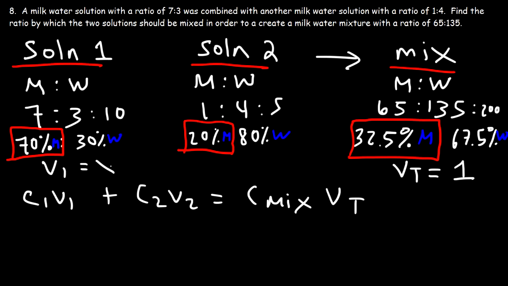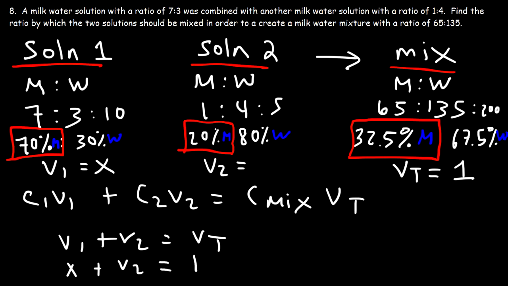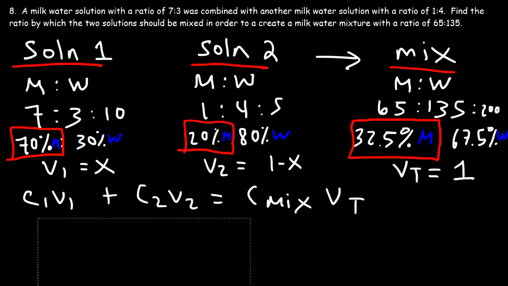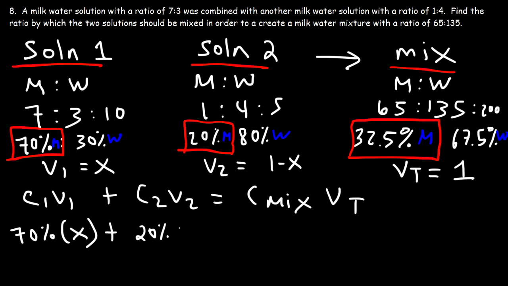So we're going to say V1 is X. So what should V2 be? Remember, V1 plus V2 is equal to the total volume. So if V1 is X and VT is 1, V2 has to be 1 minus X. C1 is going to be 70%, V1 is X, C2 is 20%, V2 is 1 minus X. The concentration of the mixture for the milk component is 32.5%, and VT is 1. So now let's solve for X.